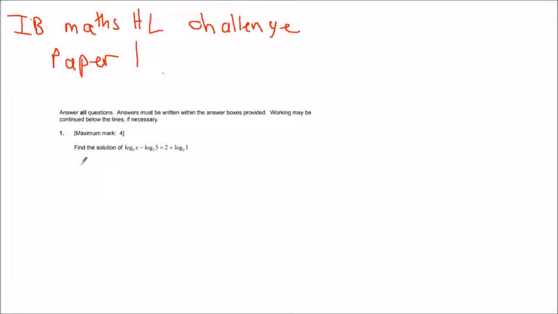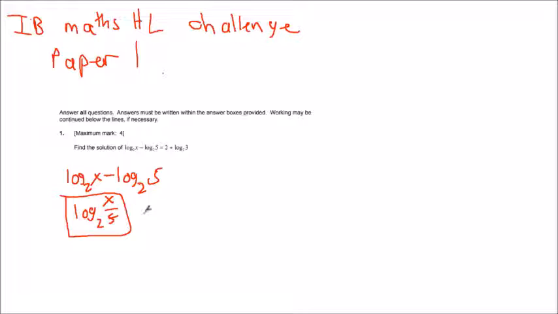Well, at least I do have 1 hour. So, find the solutions of log base 2 of x minus log base 2 of 5 equals 2 plus log base 2 of 3. First of all, you have this log base 2 of x minus log base 2 of 5. You can combine this using one of the logarithmic laws into a division like this, and then it's equal to 2 plus log base 2 of 3. Now this is really inconvenient.